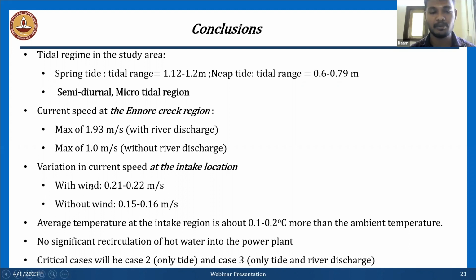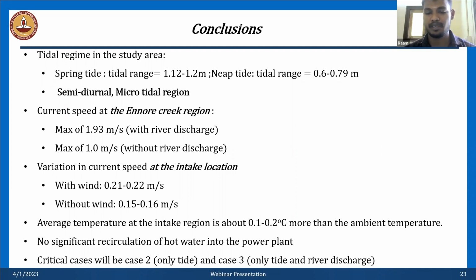with wind. We can observe that the wind also plays an important role in the advection dispersion study, because the U component and V component of the wind will be given as an input for the advection dispersion equation, which will affect the process of dispersion. So without wind, only the tidal data is not sufficient to simulate the advection dispersion study, and no significant recirculation of hot water is observed, because the distance between the outfall and intake location is sufficient so that the recirculation of hot water does not happen.